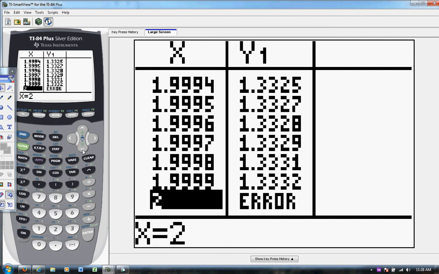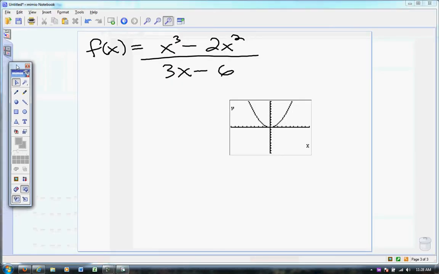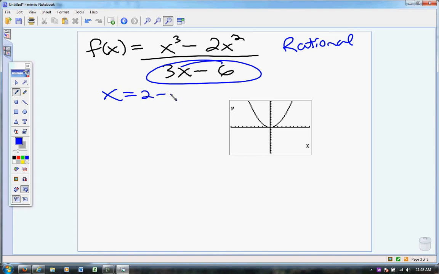And when we get to 2, there's an error. Good job. I heard somebody say that. Why is there an error? Look at my function. We've talked about this. Because, good, this is a rational function. And if I look at this thing, I cannot have a 0 in the denominator. So when x is equal to 2, I get a frowny face, an undefined situation.